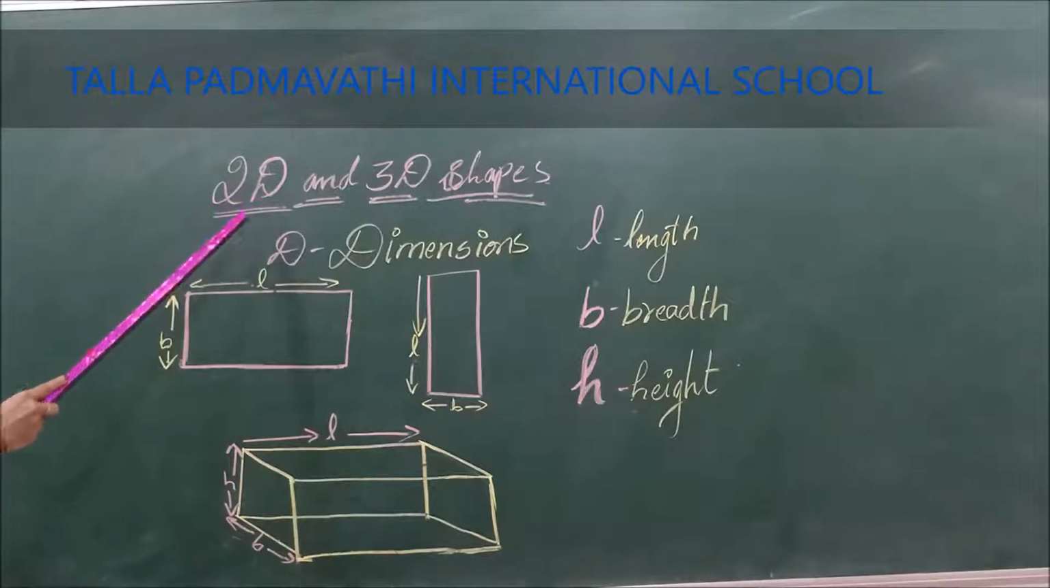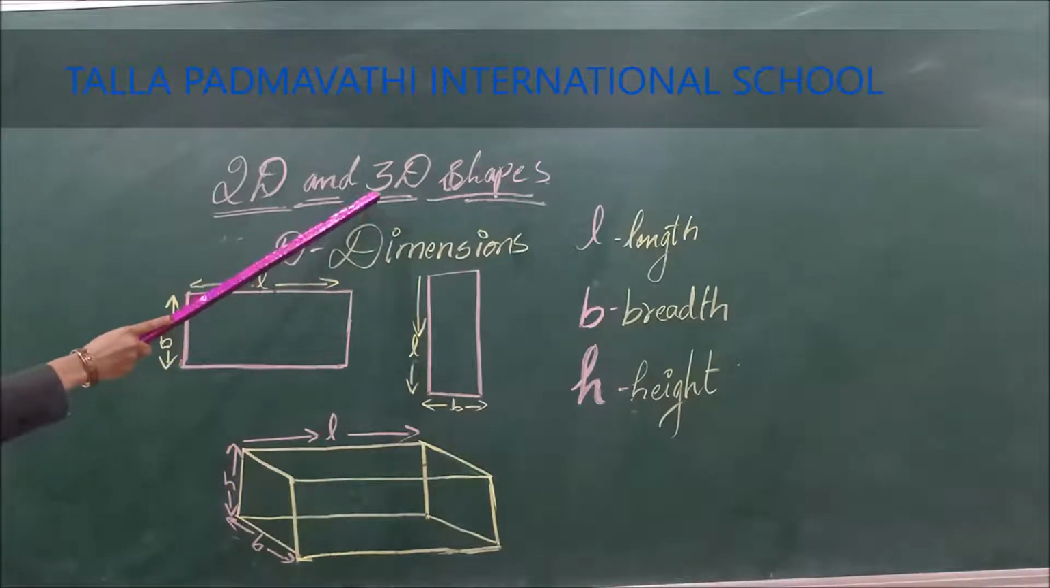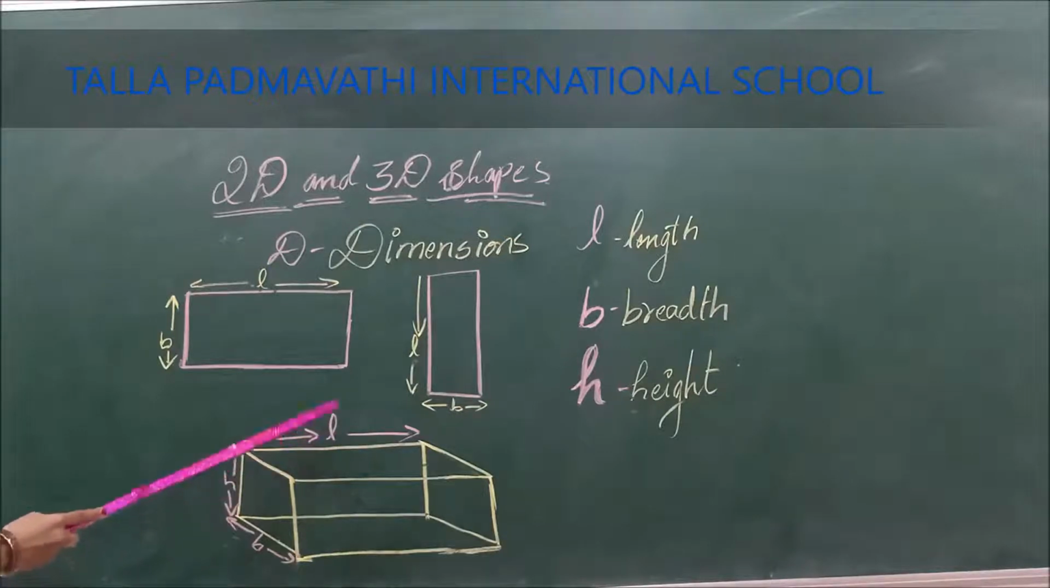What are the 2 dimensions in 2D shapes? It is length and breadth. Next, what are the 3 dimensions in 3D shapes? In the same way, you can find length, height, breadth in every solid shape. In the same way, in every plane shape, you can find length and breadth.